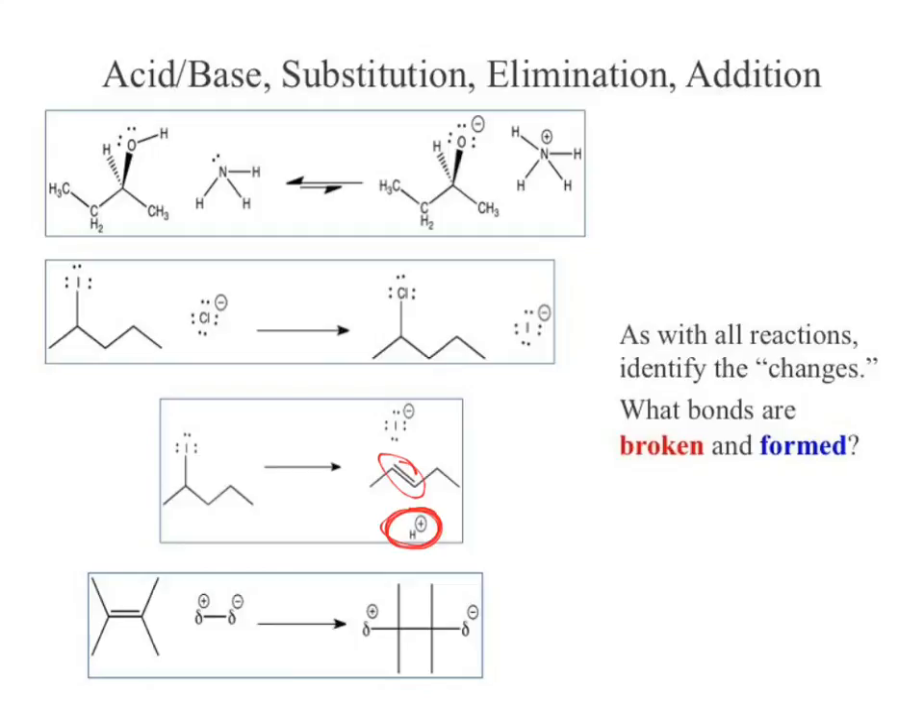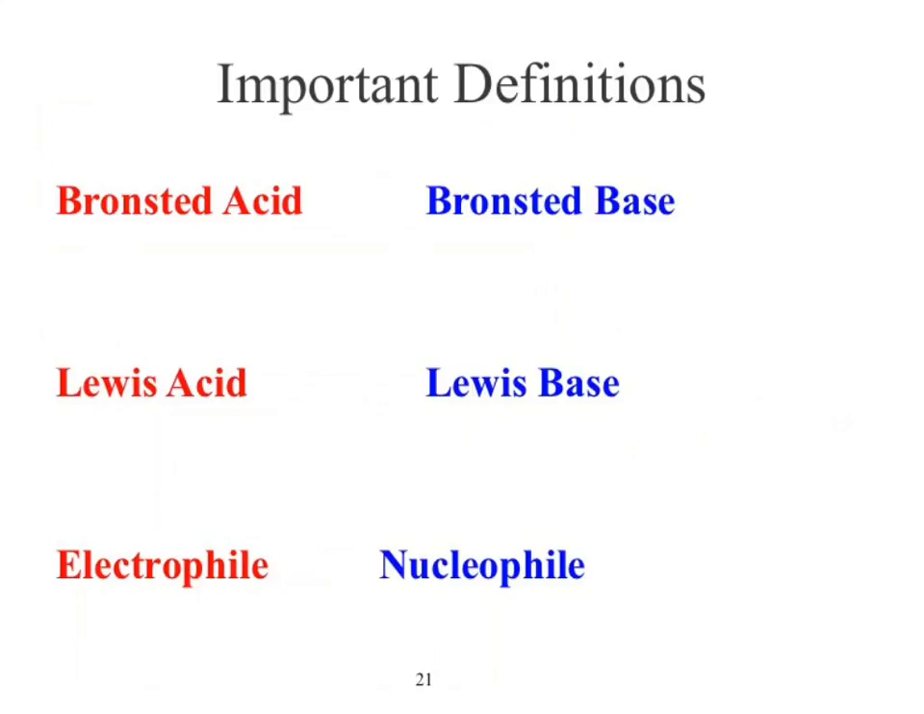There's an H plus floating around, which means our starting material had to act as an acid. It donated a hydrogen out into the solution. What could facilitate that reaction? What could help remove a hydrogen? A base. Okay? So knowing those definitions is really important.